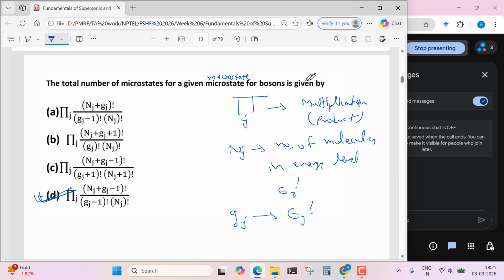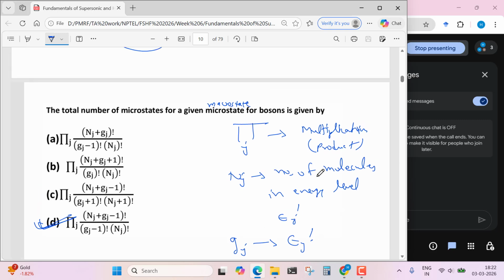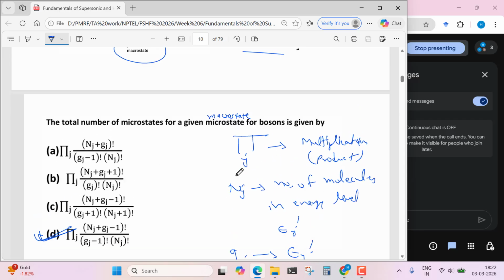If you directly remember, then you might know that it will be pi j (nj plus gj minus 1) factorial upon (gj minus 1) factorial nj factorial. In these symbols, pi j denotes multiplication or product, nj is the number of molecules in energy level epsilon j, and gj is the degeneracy of energy level epsilon j. So now we will derive this formula.